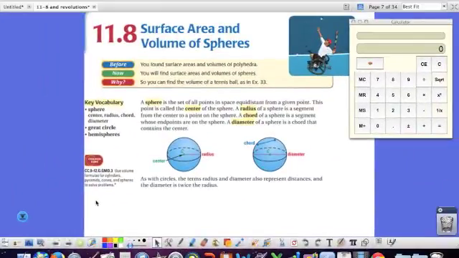So as we said, we're going to learn in this lesson about surface area and volume of spheres. So first of all, we have to understand what is the true definition of a sphere.